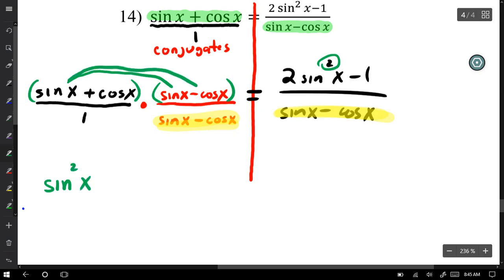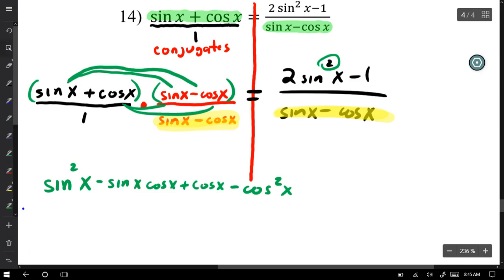I'm going to have a sine of x times the negative cosine of x. So sine of x times negative cosine of x, and then you're going to have one that's positive. And then cosine times negative cosine is a negative cosine squared of x.